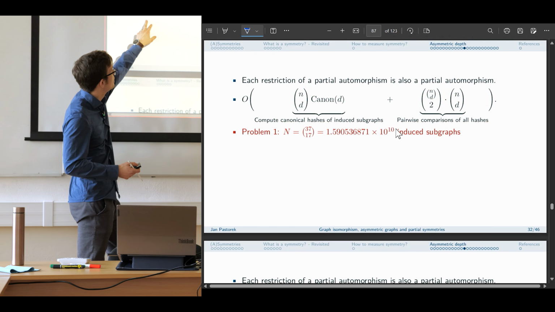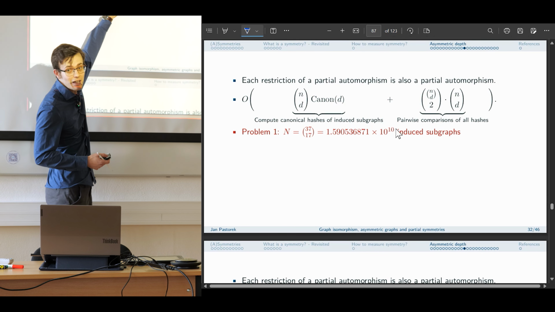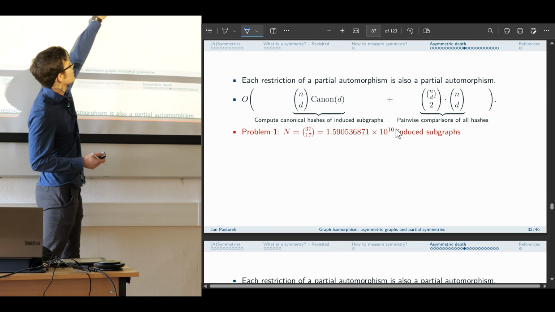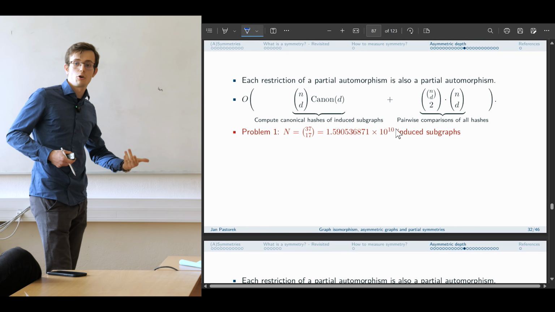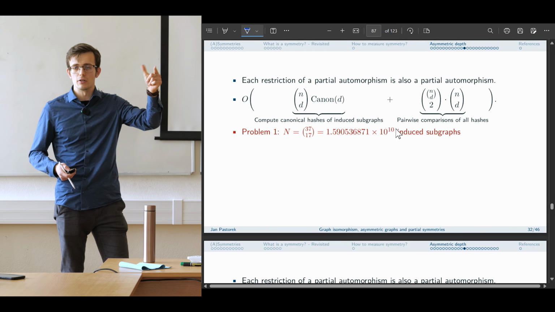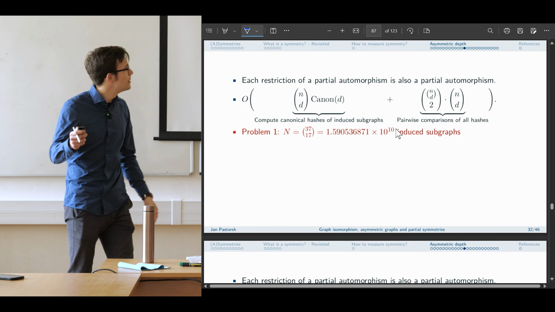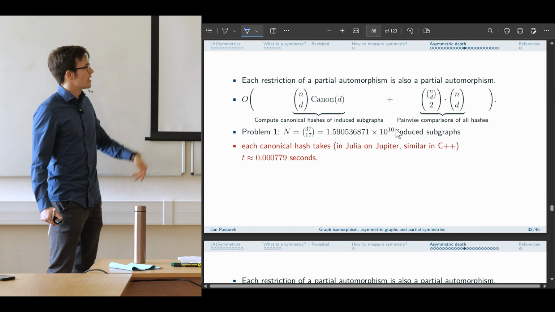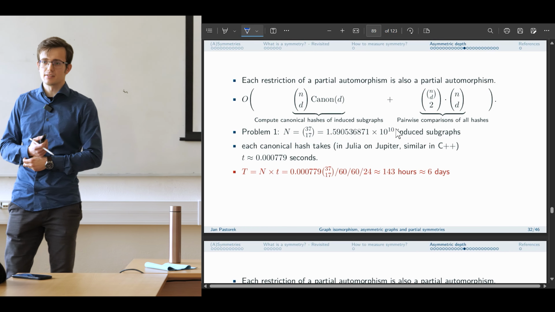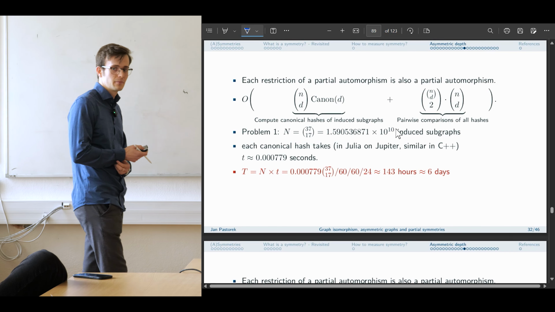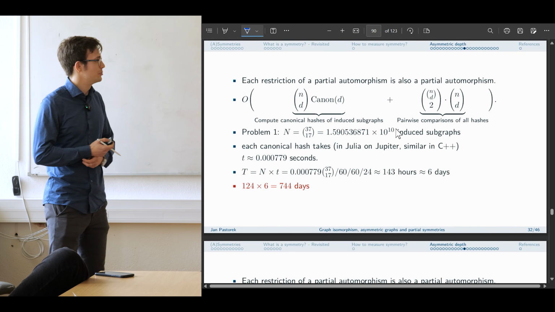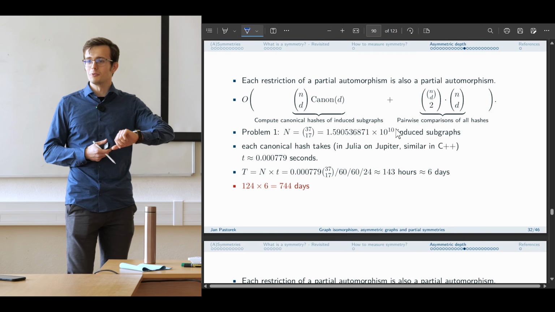The first problem is that if you really want to check whether the graph has asymmetric depth equal to 17, you have that many induced subgraphs that you need to compute their canonical hashes, and then also check whether there is some copy of a canonical hash. And each canonical hash takes this amount of time to compute, and roughly for one graph, it takes 6 days. And I have 124 of them, right? So 2 years, I mean, I want to be out of this school in 2 years, right?